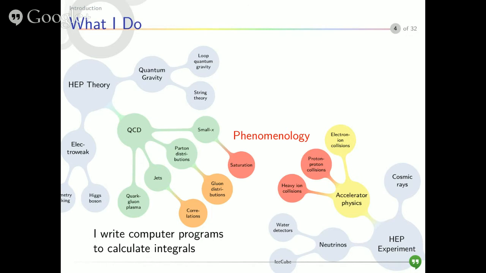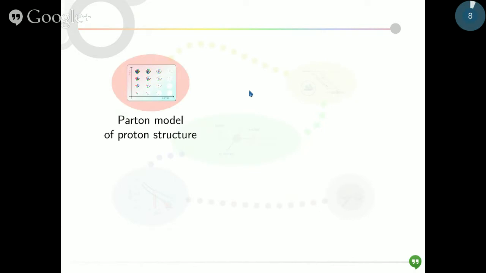Instead of starting from first principles and trying to compute things from pure math, we're looking at the data that comes out of particle accelerators and trying to find theories that are consistent among all those different data sets. And the specific thing I do is write computer programs to calculate integrals. The broad overview is that you take a theory, and in order to compare that theory to an experiment, you need to get some numbers out of it, and that's where the integrals come in. So what I'm going to talk about is one particular example of how we do that.